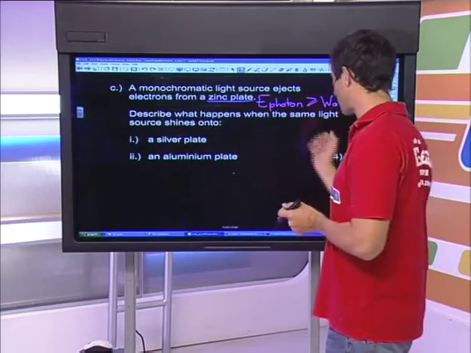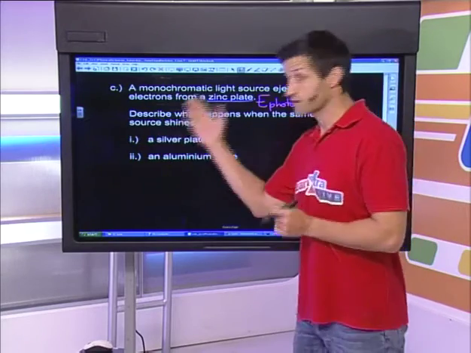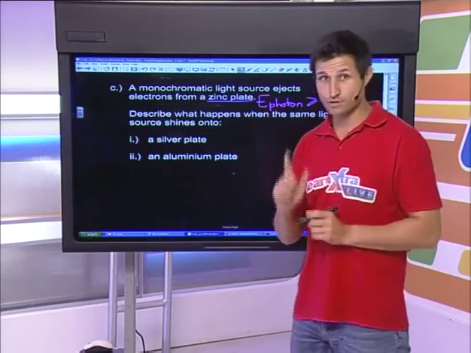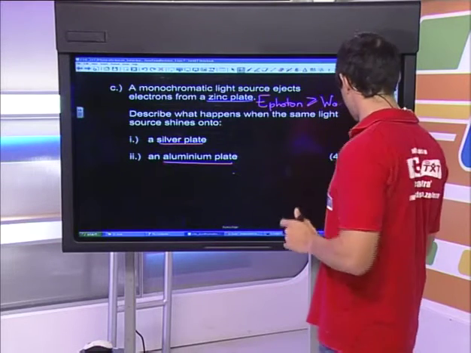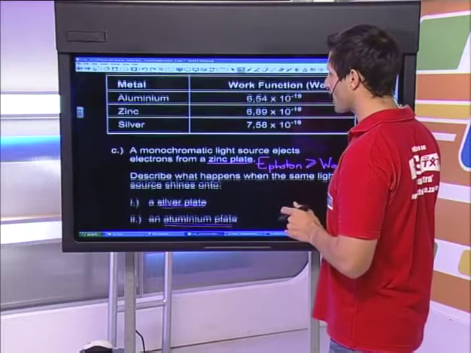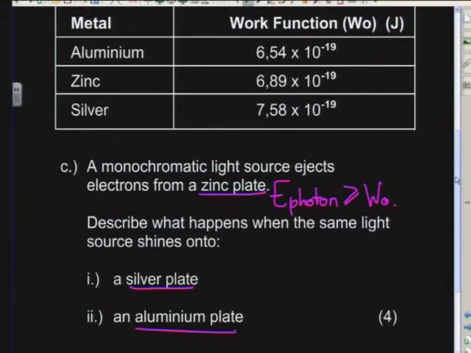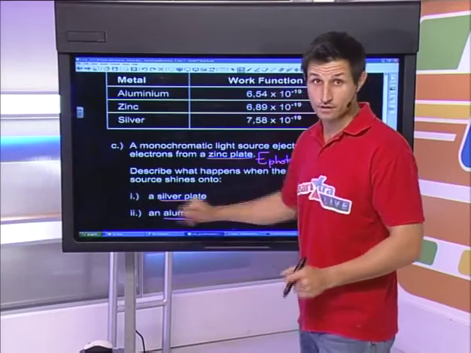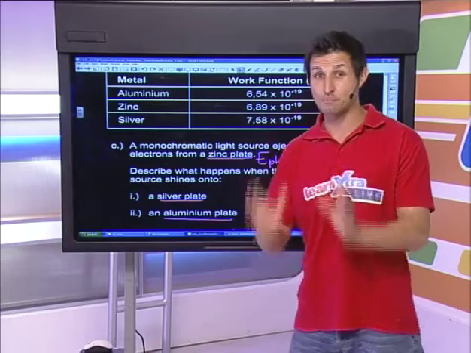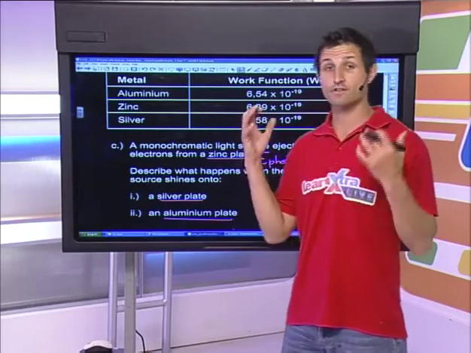It says, describe what happens when the same light source shines onto a silver plate or an aluminium plate. Now, this is quite difficult. Since I've stated the question already, what I'm going to ask you to do is to use the values here. I want you to use the values for silver and aluminium and the work functions to tell me what's going to happen when these same photons with the same energy shine on a silver surface and then on an aluminium surface. So guys, get debating, get onto the Facebook page.